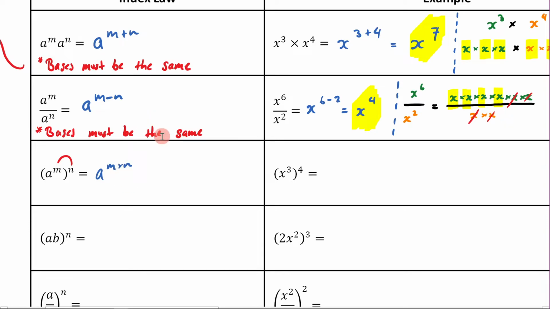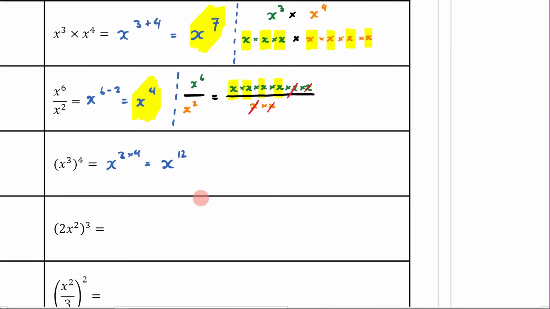What does this mean? Well, if we've got this, it simply means we go 3 times 4. And that's going to be equal to what? It's going to be x to the 12. So that's all you're doing in those cases. Now, I'm not going to show you the thinking behind this one. I mean, if I could, but it would take quite some time.